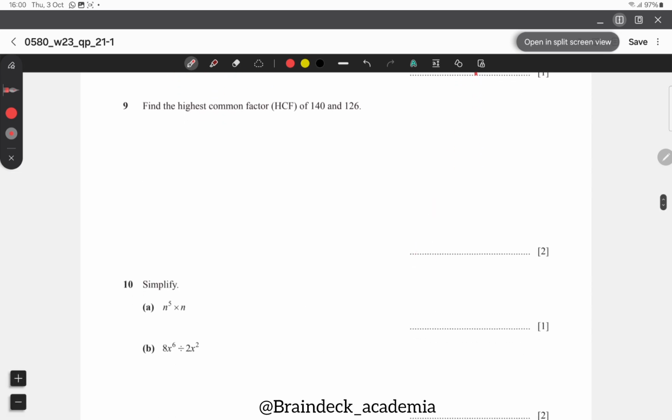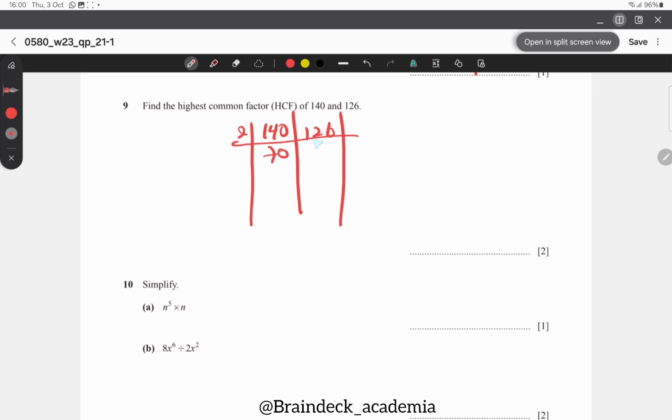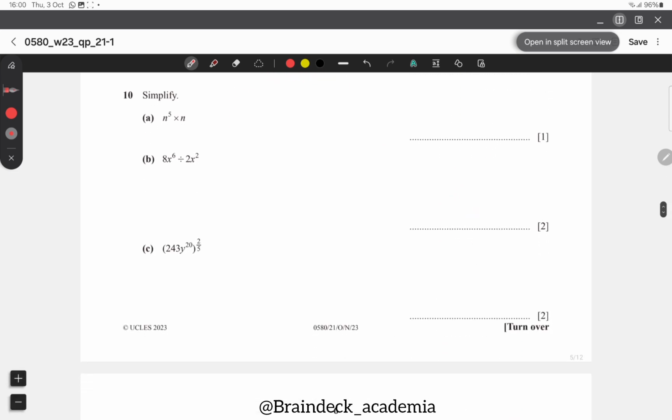For number 9, they say find the highest common factor. What is the highest common factor? To solve this, you can use this method. 140, 126. 2 goes here, 70. 2 goes here, 63. 7 goes here, 10. 7 goes here, 9. Can any other thing divide 10 and 9? Nope. So our HCF is 2 times 7, and our answer is 14. As simple as that.